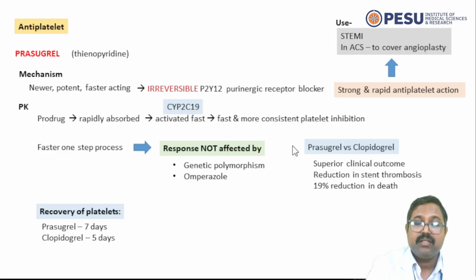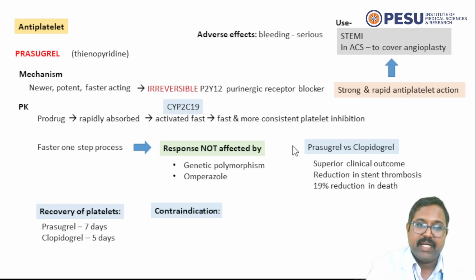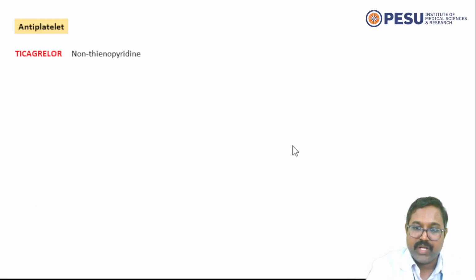They are used in ST segment elevated MI and also in acute coronary syndrome to cover the angioplasty. Again, bleeding is the serious adverse effect which you can encounter, and you should not use prasugrel in case of ischemic stroke and transient ischemic attacks, as it increases the risk of intracranial bleeding or intracranial hemorrhage.